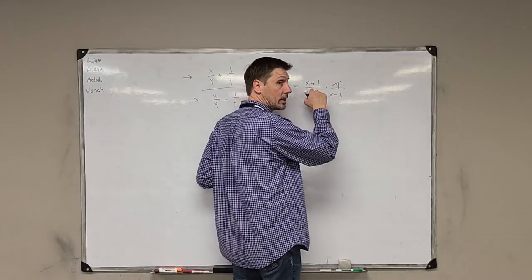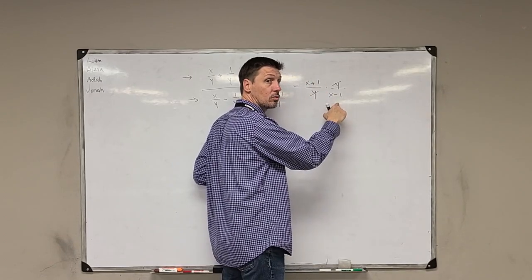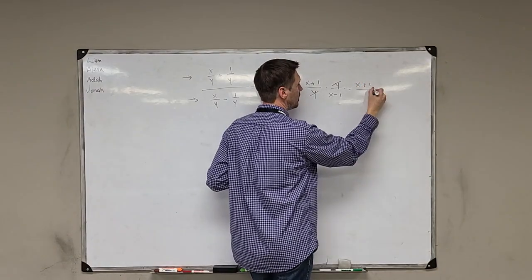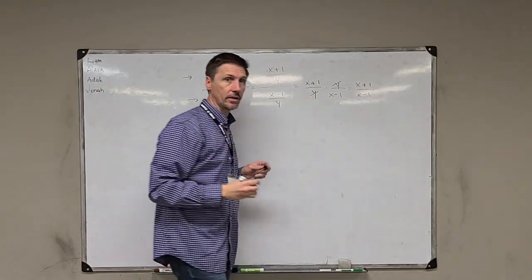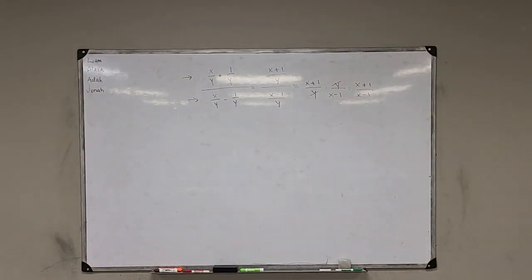But we can't cancel these guys out because they're not exactly the same. If they were x plus 1 and this was x plus 1, then they would, right? But instead, they're x plus 1 and x minus 1. So that would be our final answer. Does that make sense to everybody?